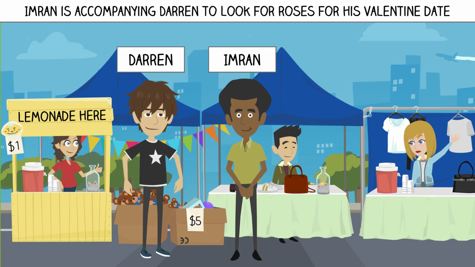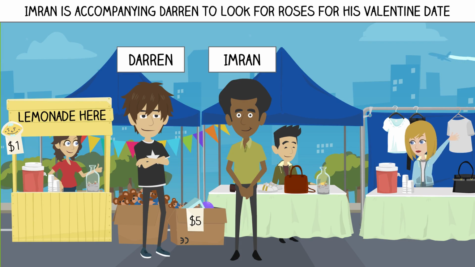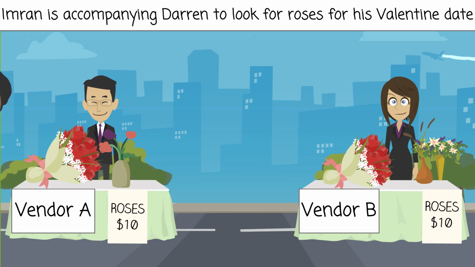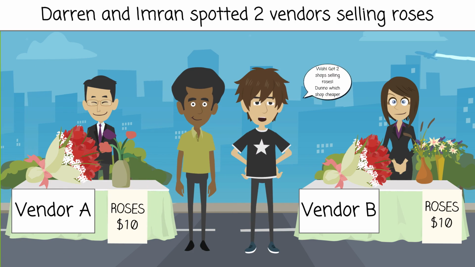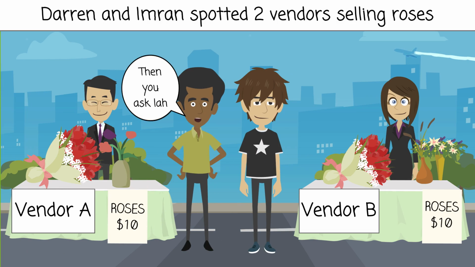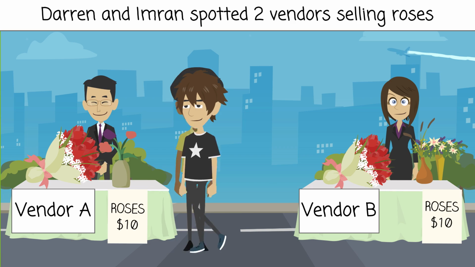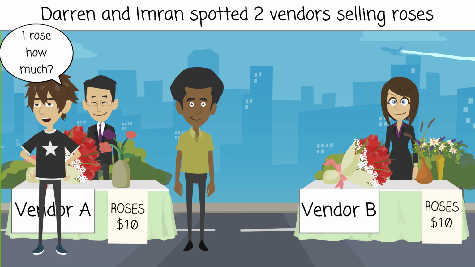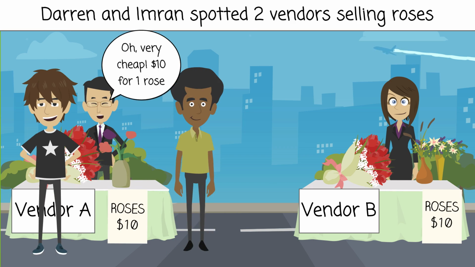Aaron is accompanying Darren to look for roses for his date on Valentine's Day. Wah, got two shops selling roses. To know which shop cheaper, then you ask la. One rose how much? Oh, very cheap, $10 for one rose.